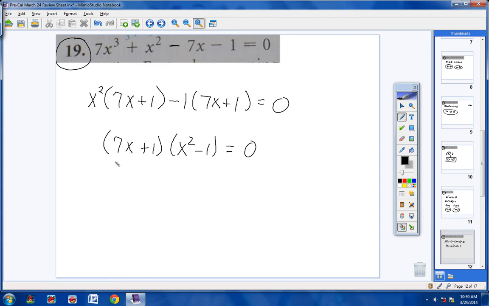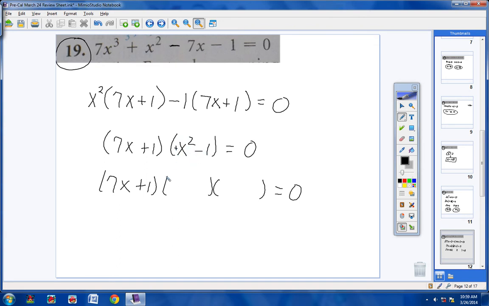And now you cannot factor this parentheses here anymore, but you can factor this parentheses right here, x squared minus 1. Remember, it's called the difference of two squares. We know the square root of x squared. We know the square root of 1. The first term is positive. The second term is negative.